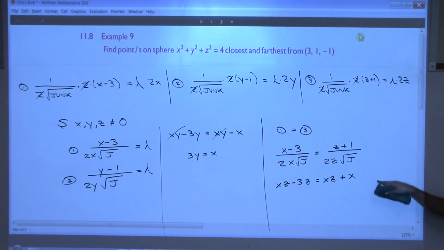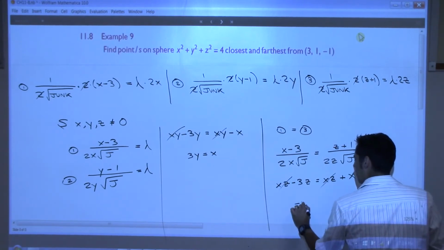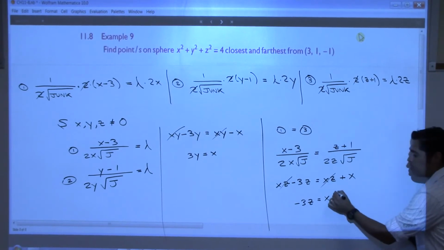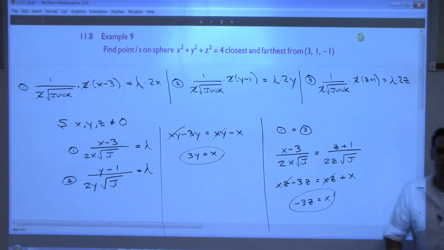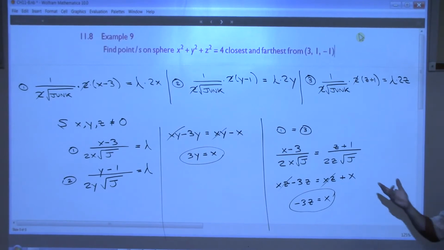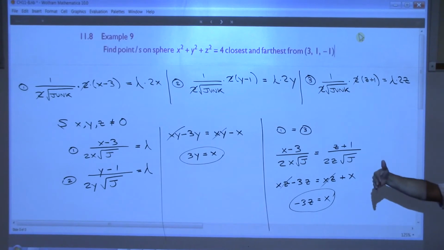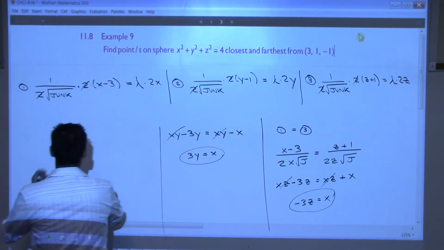Do you understand what I'm doing there? Okay, the xz's cancel. You get negative 3z equals x. Now I have a relationship between x and z, don't I? Let's get one more relationship. Well, maybe we don't even need it. I don't think I need it, because what's my fourth equation? The constraint, right, which has x, y, and z in it. So I'm going to go ahead and write my constraint down right here, equation 4.